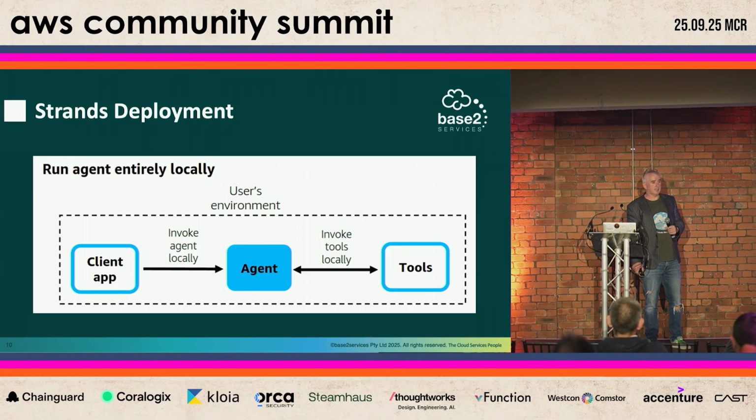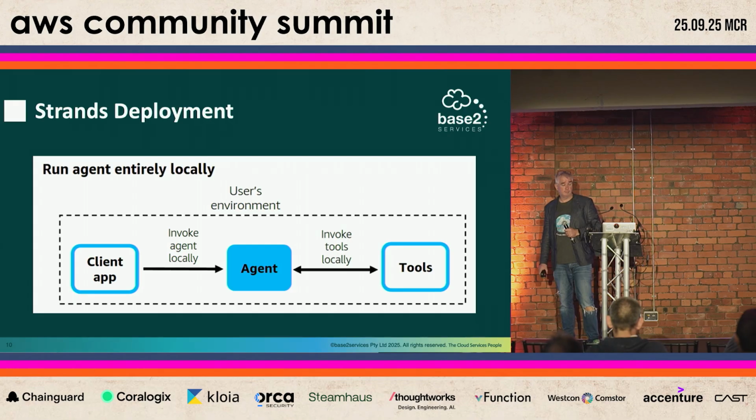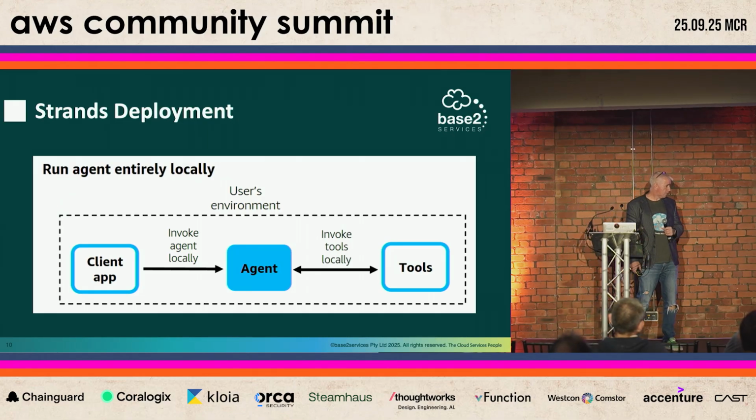But the classic one is you've hooked up a couple of MCP servers to your agent, and it's running those tools locally, or it's using a tool that accesses, say, your file system or something like that, right? That's an example of a deployment model.